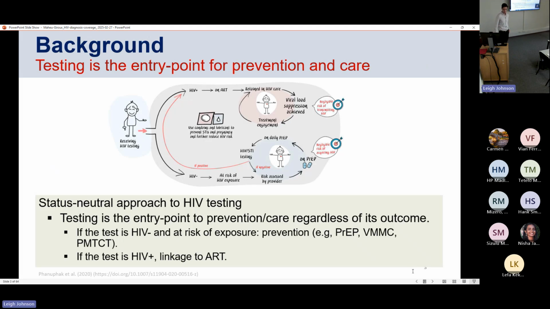So first and foremost, why am I so interested in HIV testing? Well, I think it's a really important point. It has been a bottleneck sometimes for access to treatment and achieving viral suppression. It's also a great way to link people who are at risk of HIV, who test HIV negative, to the appropriate prevention measures, whether it's going to be prevention of mother-to-child transmission or vertical transmission, PrEP, or male medical circumcision. And of course, if someone is HIV positive, you can be linked to care so that you can achieve viral suppression. So that is the status-neutral approach to HIV testing.